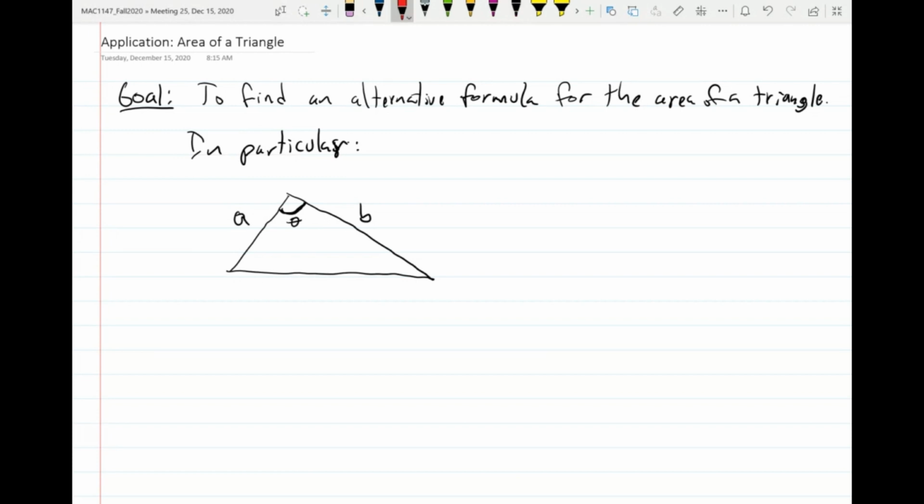So in this situation, what we want is to find the area of the triangle with the given information. In other words, if you know two sides and the angle in between, we would like a formula that allows you to calculate the area. That's what we're trying to look for with the given information.